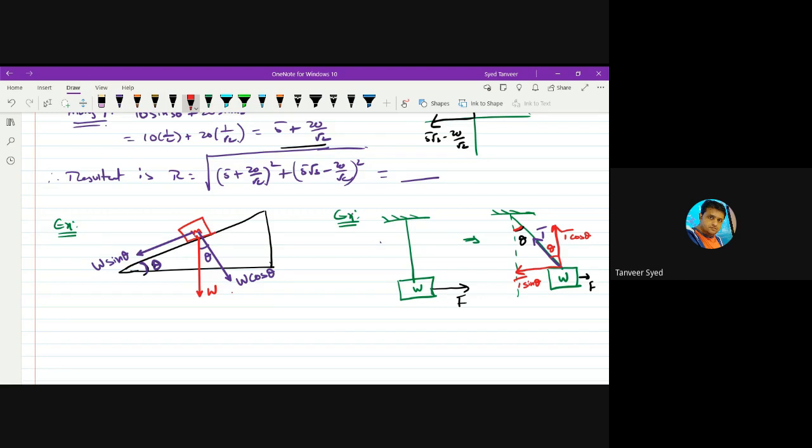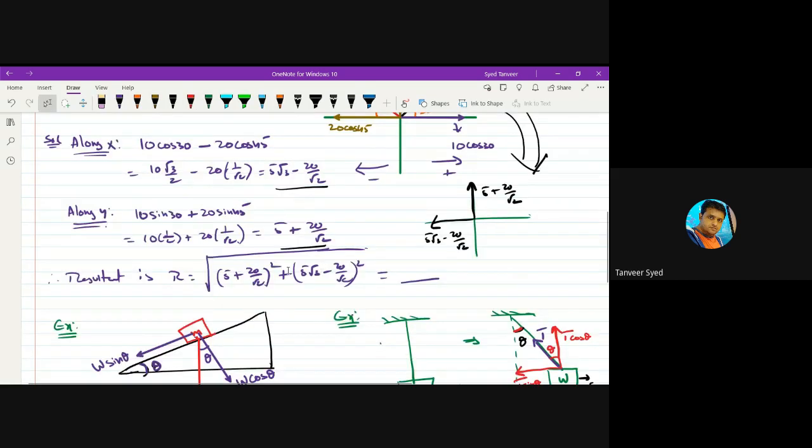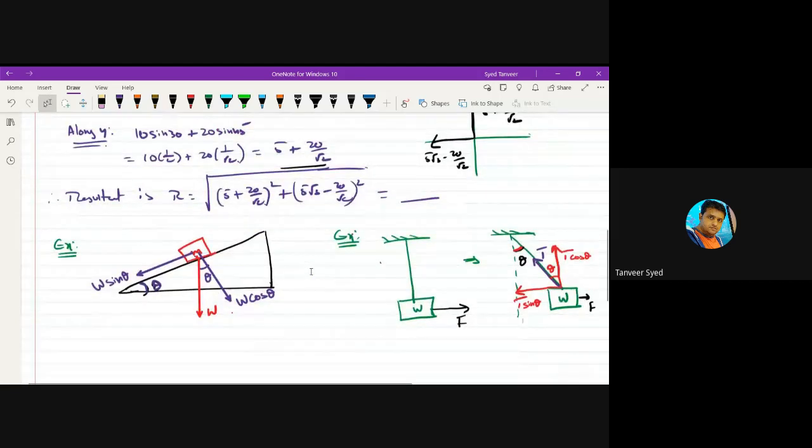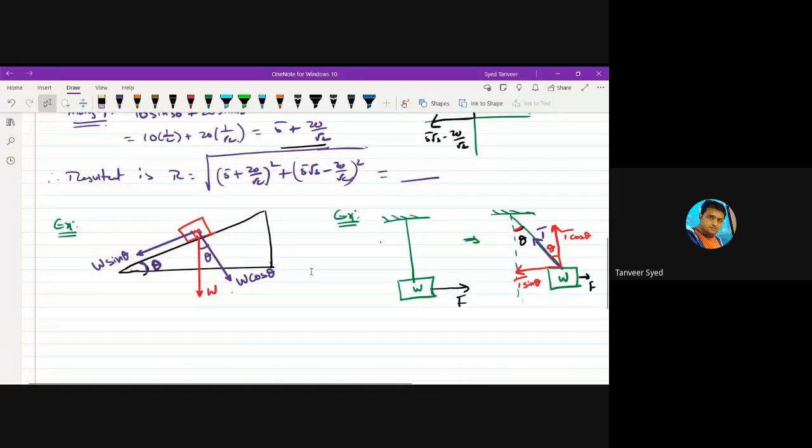So these are the practical situations in the coming chapters where we will be using this resolution of a vector. Two simple basic applications. Any questions? No, sir.